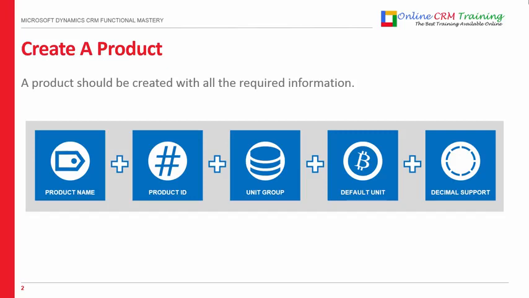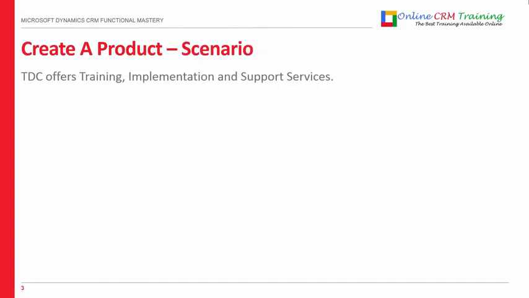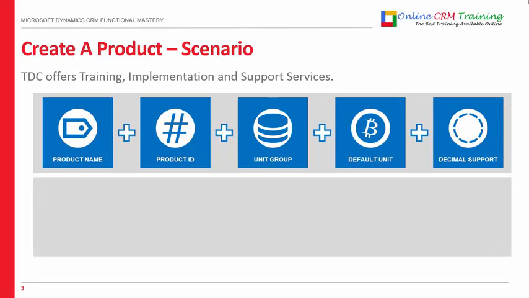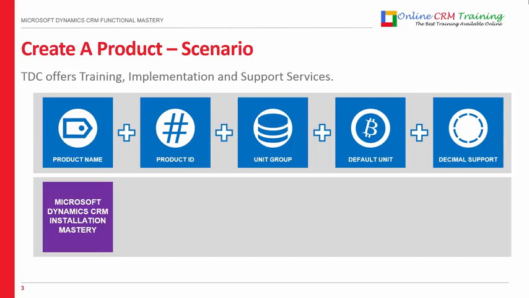Let's see a scenario so that you can learn this and create a product in CRM. TDC, as you know, offers training, implementation and support services. These are the required information to create a product. Let's see this as an example. The product name is Microsoft Dynamics CRM Installation Mastery Training. The product ID I have given is MDCRM_T_001. You can specify this product ID as anything you want. There are no specific rules defined, but it should be easy for you to maintain in CRM as well as outside.